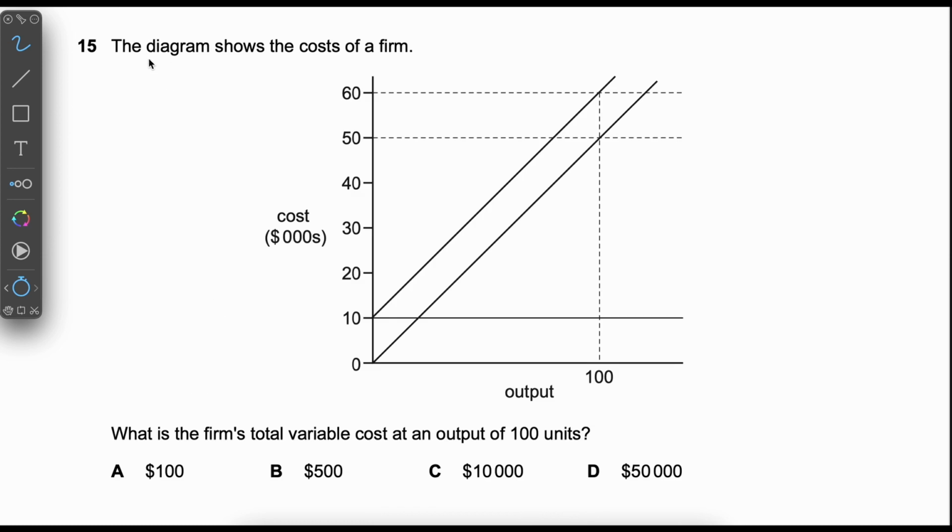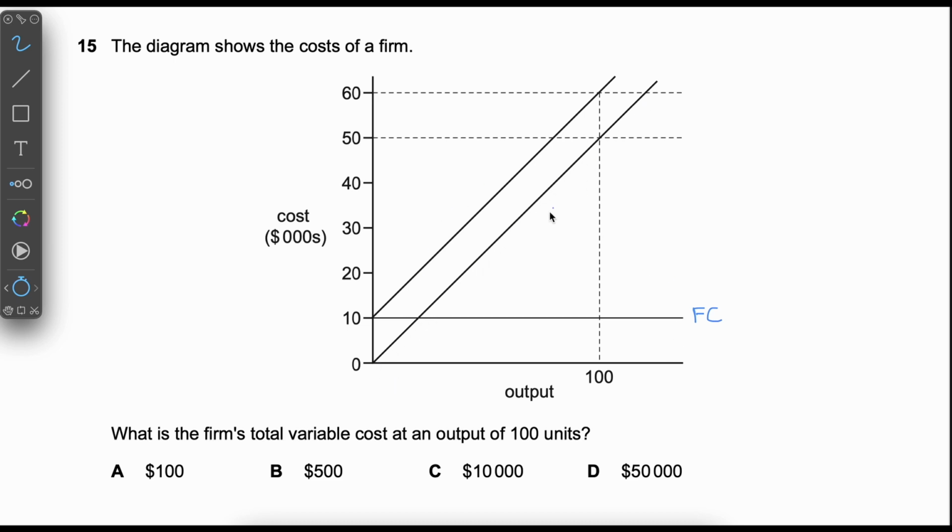Okay, 15. The diagram shows the costs of a firm. What is the firm's total variable cost at an output of 100 units? This graph should be very familiar to you, and you should know exactly what each of these lines represent. So we've got our axes over there. This flat line, constant cost as your output increases, like I just explained in the previous question, that's your fixed costs.